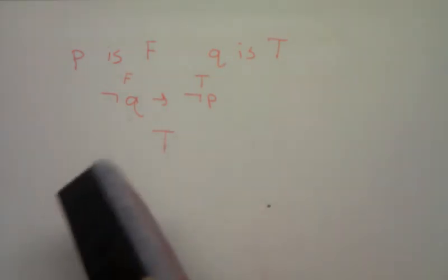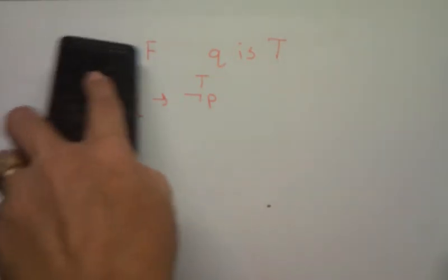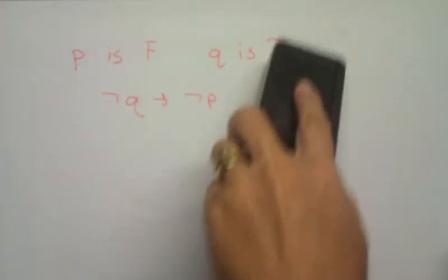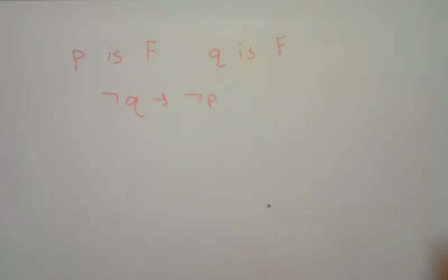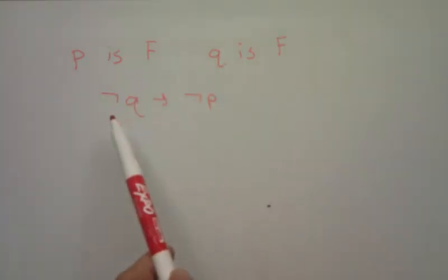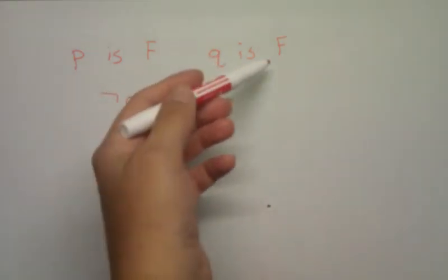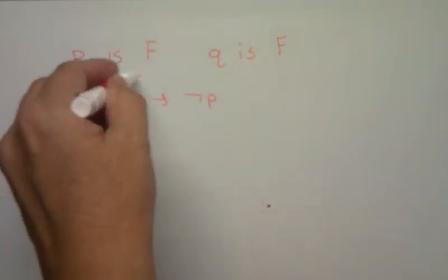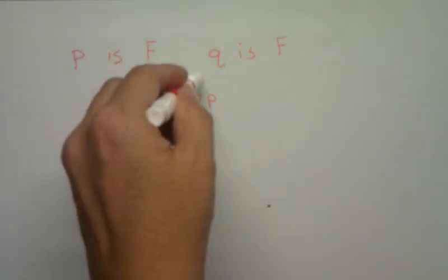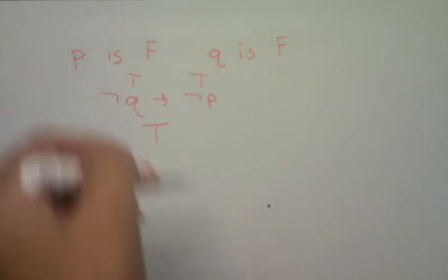Let's try another one. What if they're both false? Then not Q. If not Q, then not P. Would that be true or false? Okay, let's look at it. Not Q. So Q is not false. That means Q is true. And not P. So if P is not false, then P is true. That means it's true.